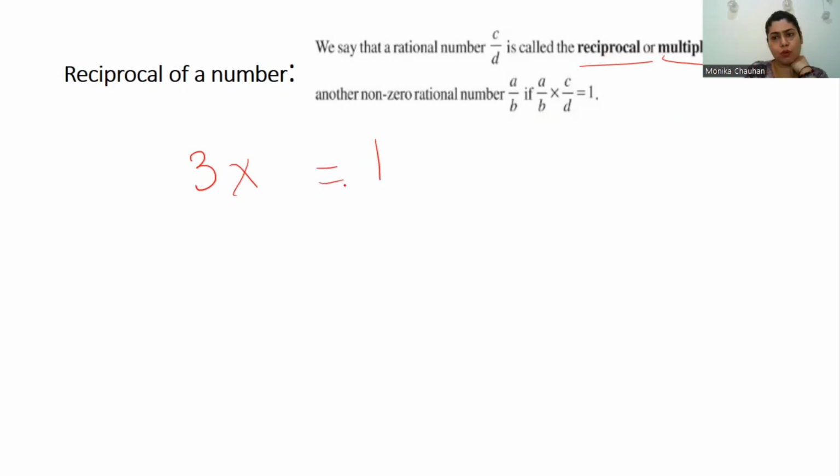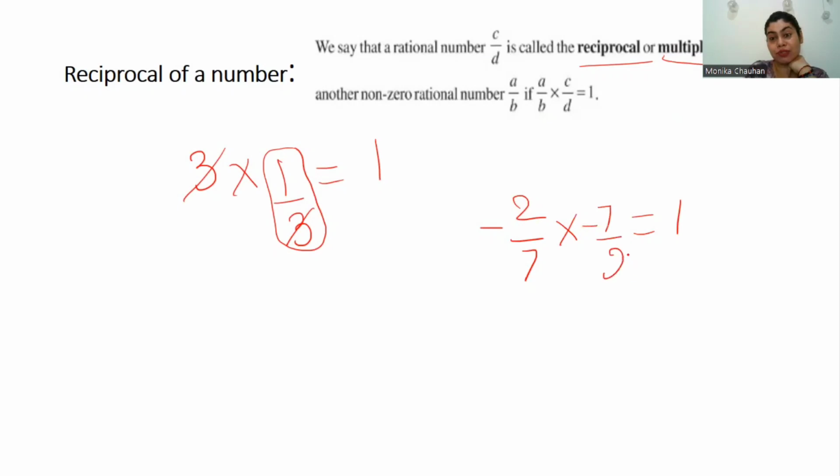Minus 3? No, I will not get 1. I should have 1 over 3. See, 1 over 3, when you cancel, you get 1 only. So 1 by 3 is called the multiplicative inverse or reciprocal. Okay, let's take one more. If I have minus 2 over 7, what do I multiply to get 1? You need to reverse it. Minus 7 over 2. See? And minus minus becomes plus.